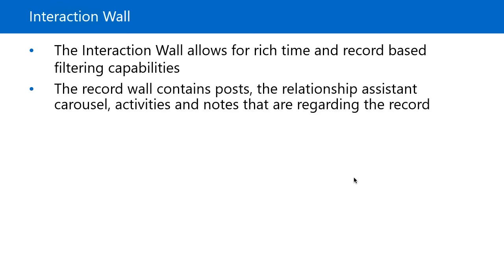Additionally, the record wall contains posts, and posts are a bit like Facebook, LinkedIn, or even Yammer in the sense that they allow users to follow and track what's happening with certain records. It also contains the Relationship Assistant carousel, activities, and notes that are regarding that record.